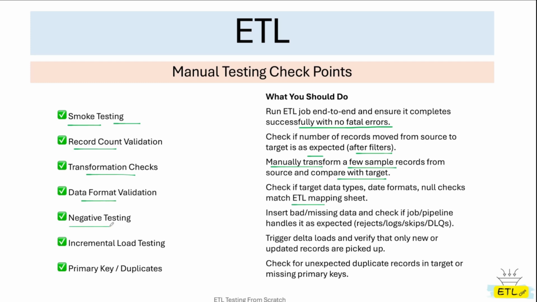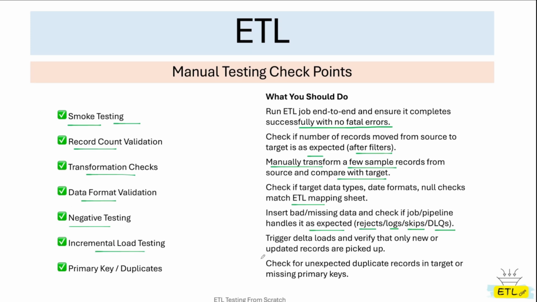Negative testing. Insert bad or missing data and check if the pipeline handles it as expected. So the pipeline can reject the record, or simply log it and do nothing, or skip it, doesn't even process it, or DLQ it, like process it but put it into a dead letter queue. All these aspects you have to test. These are manual checkpoints.